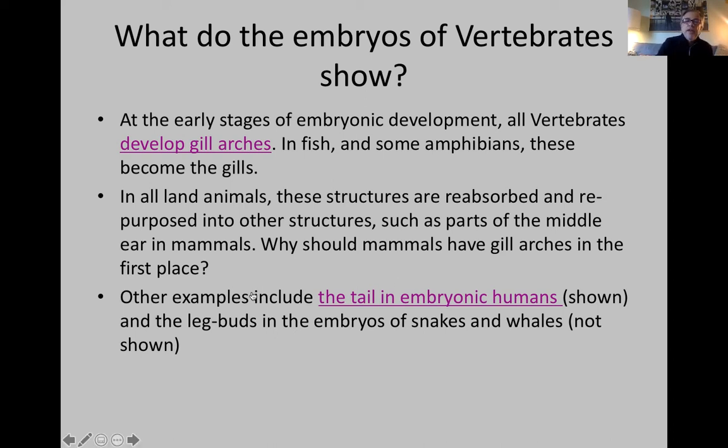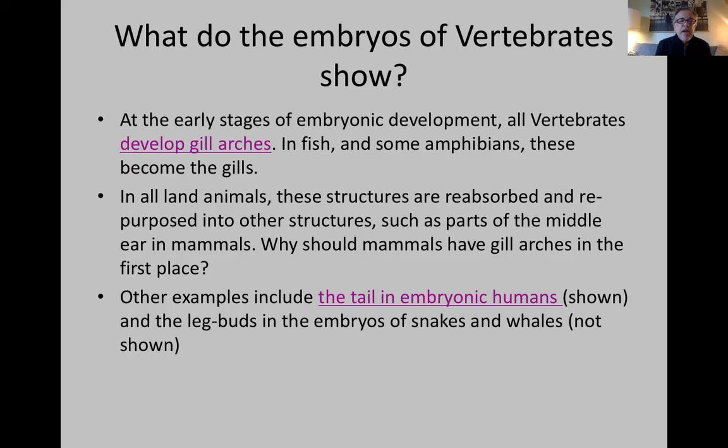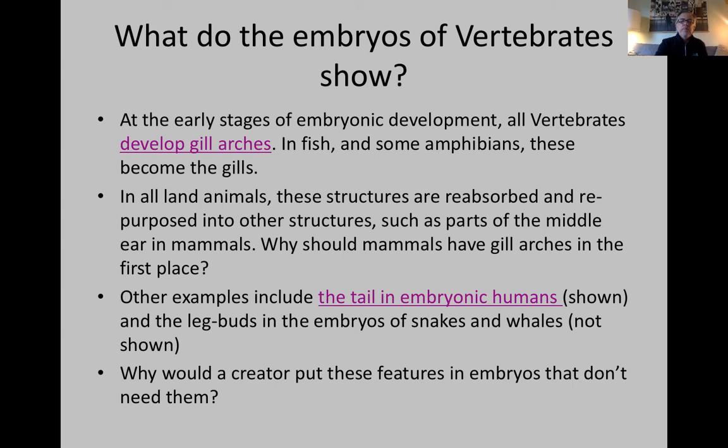Other examples of telltale signs of evolution in embryonic development is, for example, humans have a tail during the embryo. Let's take a look at that. Here's an early human embryo, and the tail in rabbits, the tail in cows, the tail in pigs, all develop that way, except in humans that part falls off and is reabsorbed into the developing embryo. There are other examples. Leg buds in the embryos of snakes and whales occur and then are reabsorbed. Why would a creator put these features into embryos that don't need them? It makes no sense, but it does make a lot of sense if these things were inherited from an ancestor.